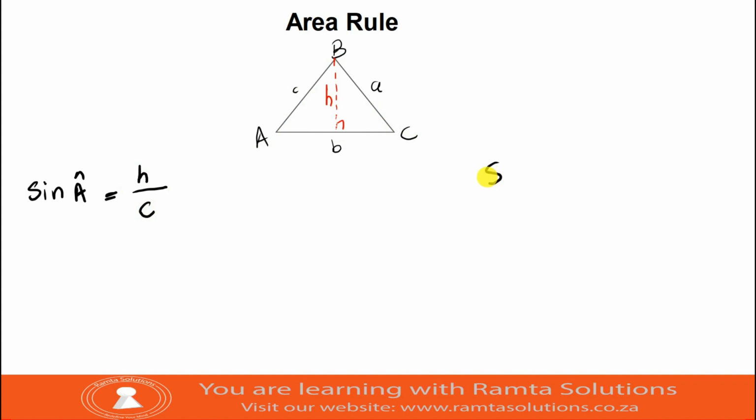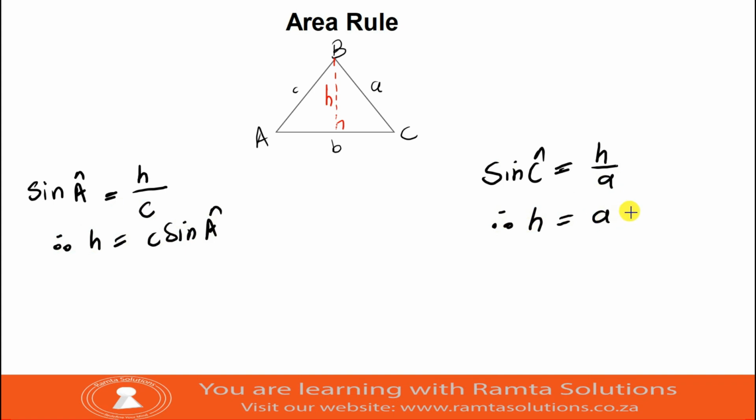Similarly, I can do the same with angle C. Sine angle C is equal to, again, opposite over hypotenuse, which is H over A. So this means H is equal to C sine angle A. In this case here, H equals A sine angle C, right?